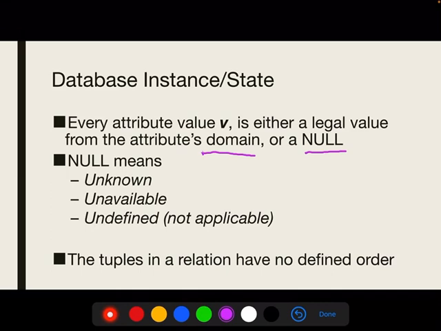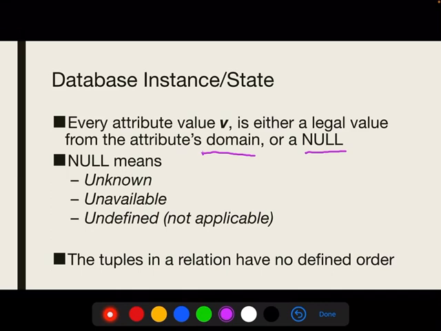It might mean that that attribute is not available yet, so it's not yet in the database. It can also mean that it's not defined for that particular row. So for some rows, maybe one of the attributes just doesn't apply. Maybe a person doesn't have a home phone number or doesn't have any children. There could be some attributes that don't apply.